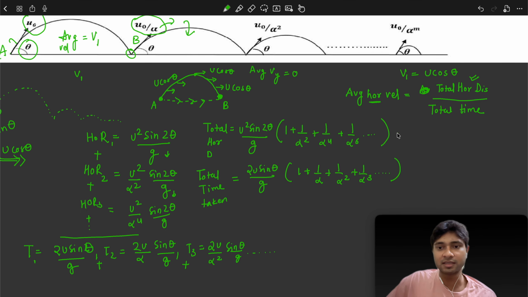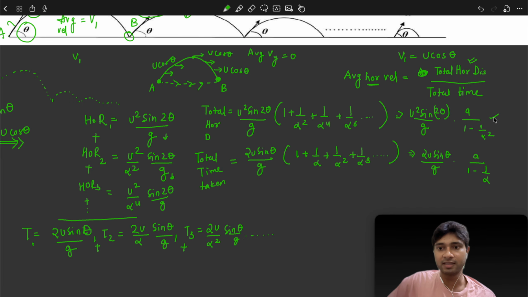So we can say u square sine 2 theta by g, and the sum of this will be a upon 1 minus r. Here r is the factor 1 upon alpha square. So this will be the sum for total horizontal distance, and for total time taken this will be the sum, a upon 1 minus 1 upon alpha. For this progression, the factor is 1 upon alpha. Okay, so now let's see what our horizontal velocity will be. This is the total distance and this is the total time taken.